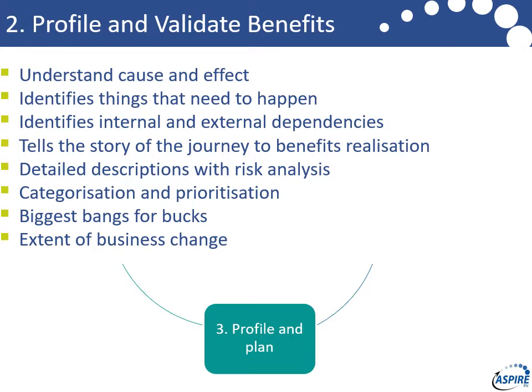So we need to think about cause and effect, things that need to happen to make things change, and identify internal and external dependencies, particularly in a complex program, which is including socioeconomic benefits, or if you're working in a multi-organization environment. It tells the story of the journey to benefits realization. That's what we use benefits mapping for, and we're going to have a quick look at that in this video. We need detailed descriptions. We put those into the benefits profiles, and some risk analysis. How likely is it that we think it's going to happen? And we're going to talk about that.